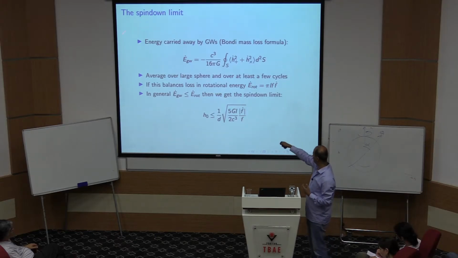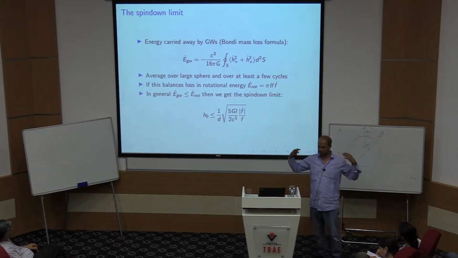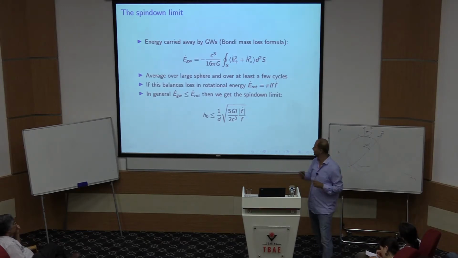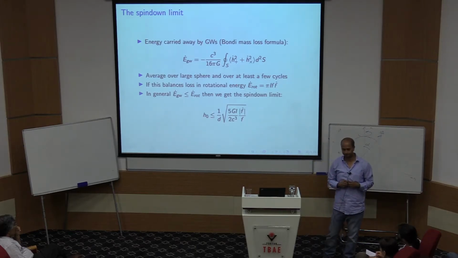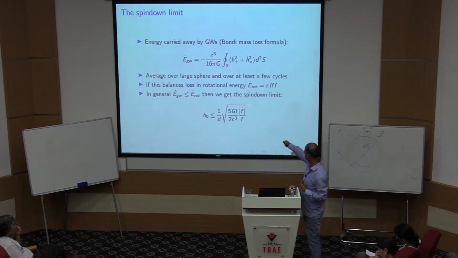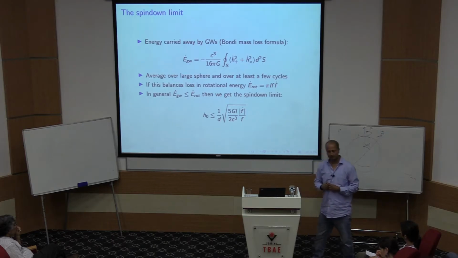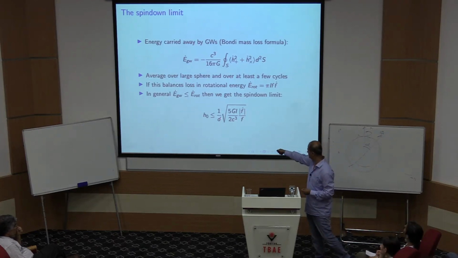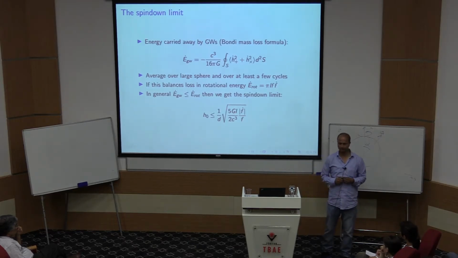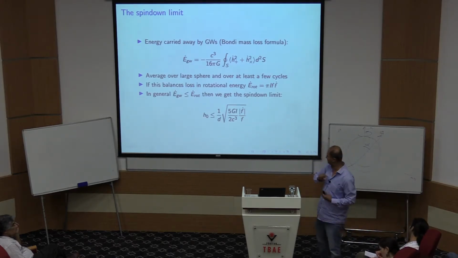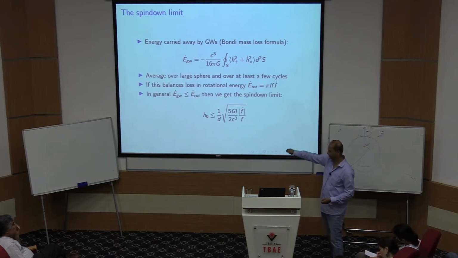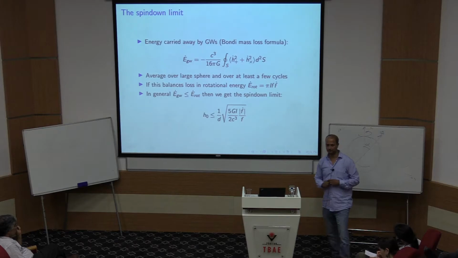And then this must balance. If this is the only energy that is lost, if I ignore the dipole radiation completely, then this must balance the rotational spin down of the star. And I combine these two, and I get a limit on the amplitude, which looks like this. It goes inverse to the distance, and it is proportional to the moment of inertia and how fast the star is spinning down. So for any star for which we know frequency and f dot and the distance, we can compute this limit. This is called the spin down limit for the amplitude.